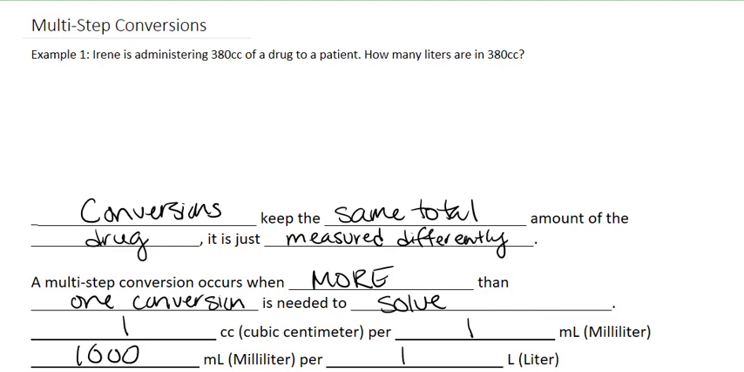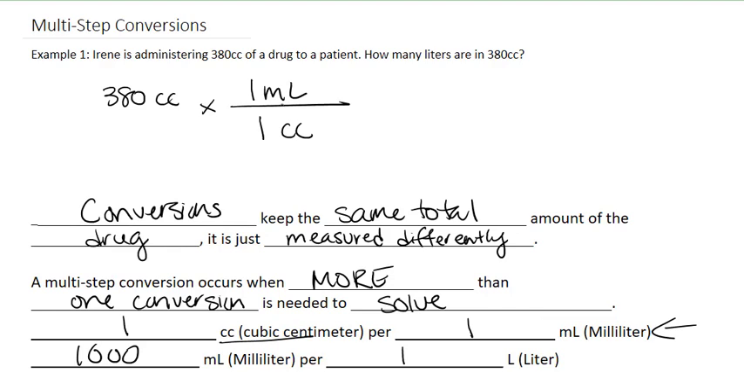So let's go back to our problem now. We know we have 380 cc, and we need to get to liters. So we're going to use a couple unit conversions to get us there. The first one is we know we need to get out of cubic centimeters. So we'll use this first conversion. And we need to put the cubic centimeters on the bottom in order to cross out some units. So when we do this, we know we can put 1 cc on the bottom is equal to 1 milliliter.